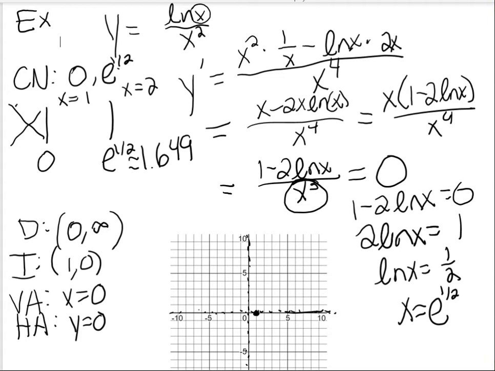So x equals 1, we're plugging it into the derivative. So that's 1 minus 2 natural log of x, all over x cubed. Natural log of 1 is 0, so that's 1 over 1 cubed, or 1, which is positive.